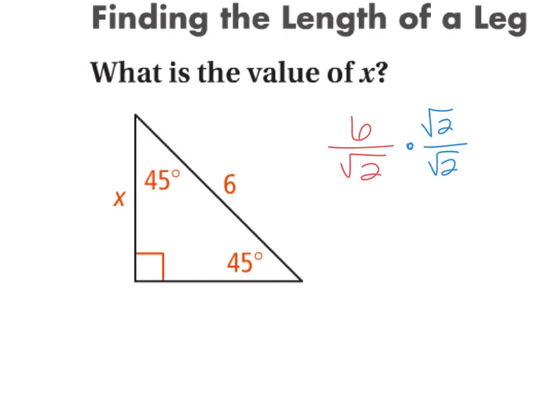We need to rationalize it, times it by that. So on top, that gives me 6 square roots of 2 over the bottom. Square root of 2 times square root of 2 is 2. All right, and now let's simplify our fraction. 6 and 2 reduce to 3 and 1. So your final answer is x equals 3 square roots of 2.